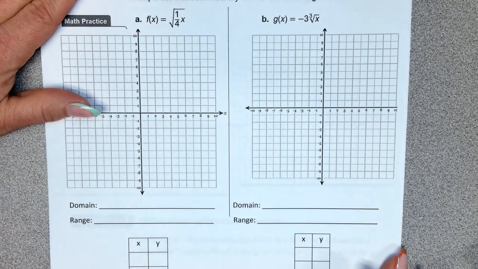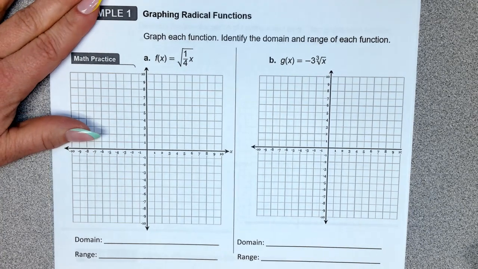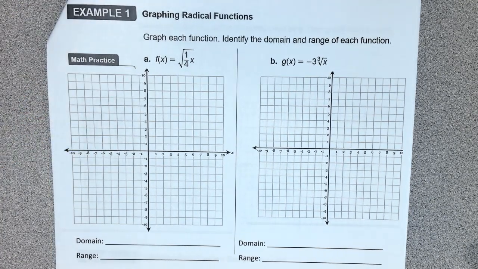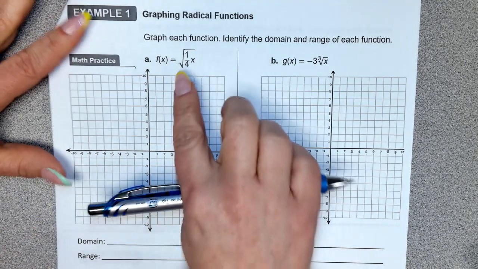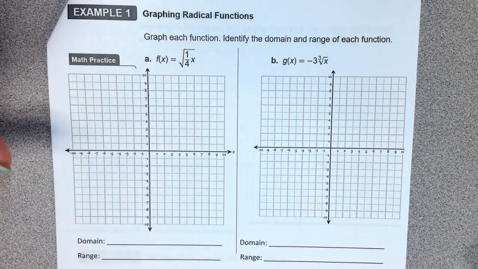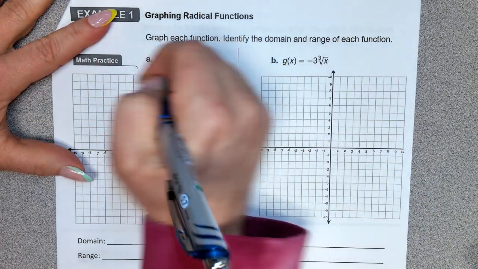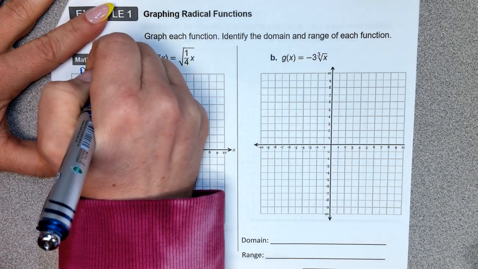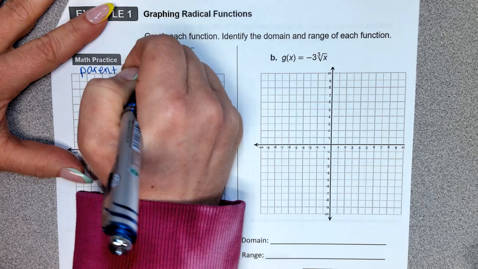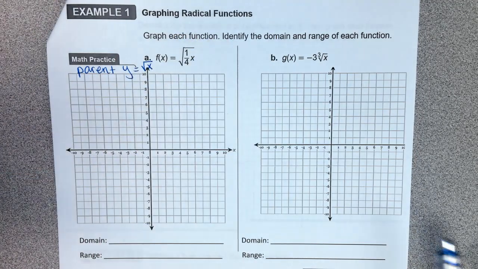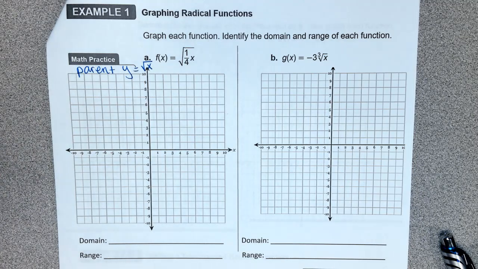Okay, first thing you want to do here, we have example 1. We're going to graph each function and identify the domain and range. Now, in order to do that, I do need the parent function graphed. The parent function of this right here is going to be the square root function. Notice this is the square root of 1/4 of x. So the parent function is going to be y equals the square root of x. That's what you need to have graphed, so just press pause and get that parent function on your graph.